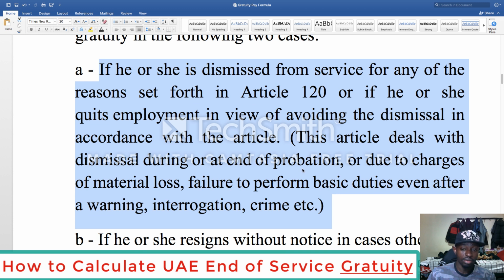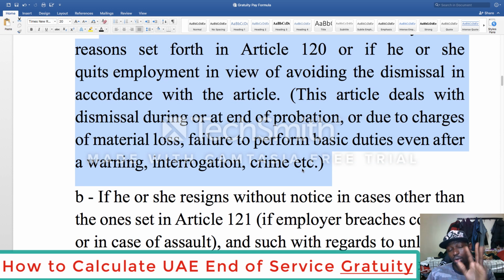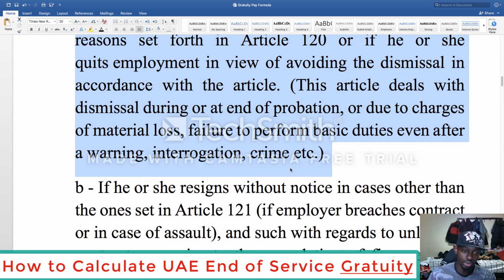So in case of dismissal out of your own fault, let's say you commit a crime or something like that, you're not going to be given any gratuity at all.